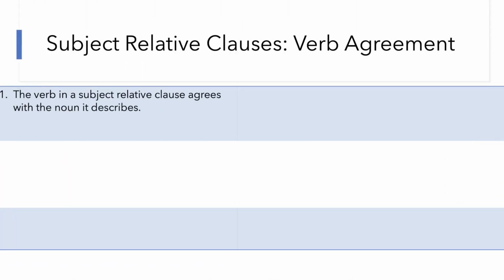One thing that a lot of English learners have trouble with is something we call subject-verb agreement. This just means that if you're going to have a singular subject, you have to have a singular verb to go with it. The same, of course, is true of the plurals. So here are some rules about that. First, the verb in a subject-relative clause has to agree with the noun it describes.